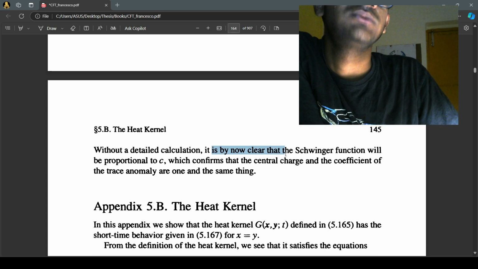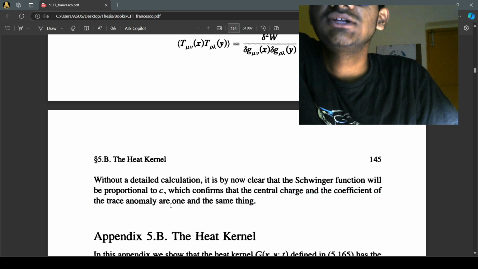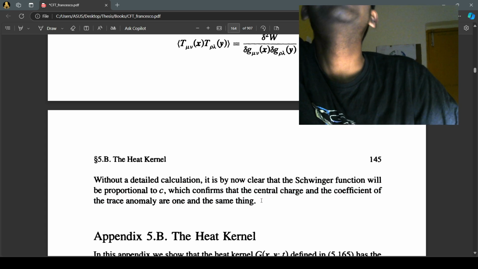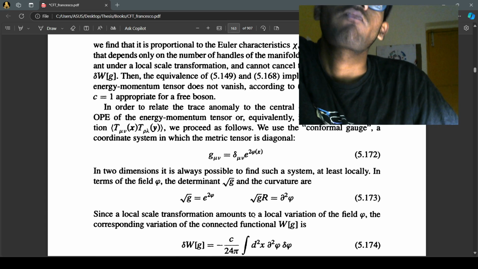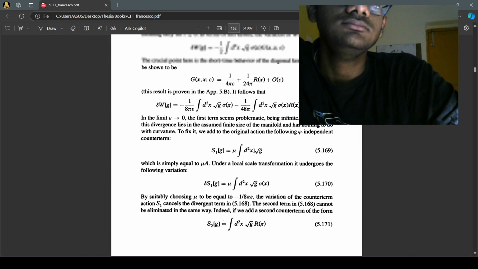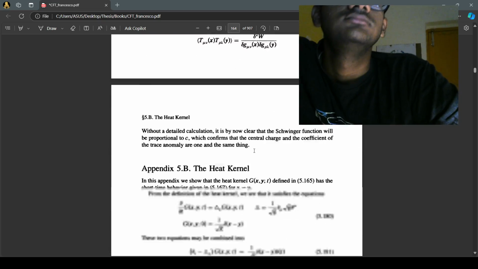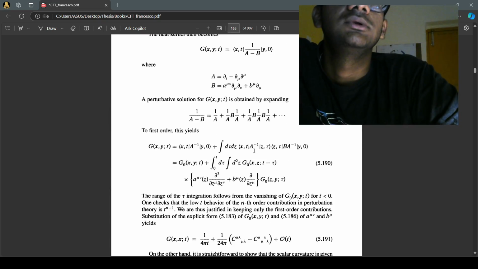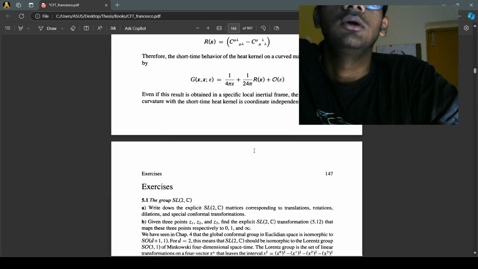Without a detailed calculation, it is by now clear that the Schwinger function is proportional to c, which confirms the central charge and the coefficient of the trace anomaly as one and the same thing. Interesting. A very detailed calculation, which I have to do. Yes, I have to do it, man. Come on.